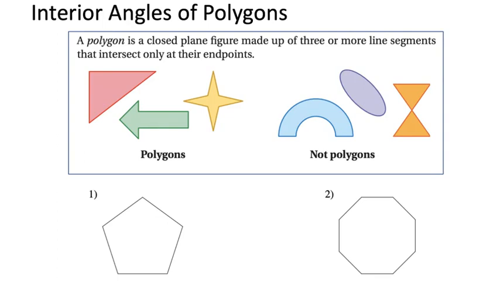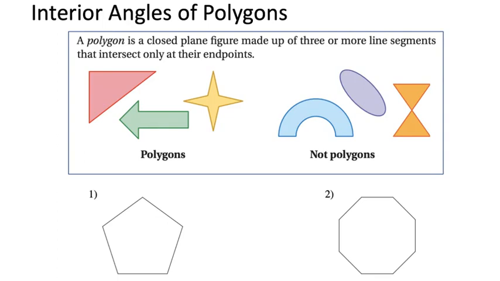Those are closed plane figures. They're flat. All of the outsides connect. It's not open. And on the other side, well, we have not polygons. So the first thing you should notice is there's some curves. Curves are not line segments. They're curves. Therefore, not a polygon.